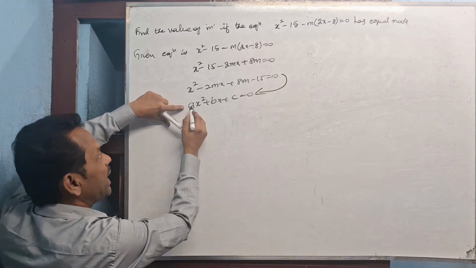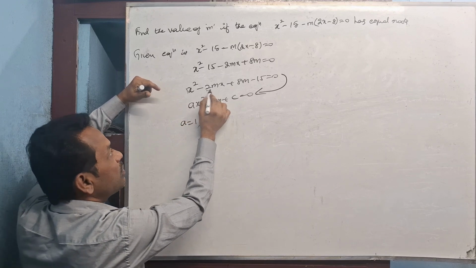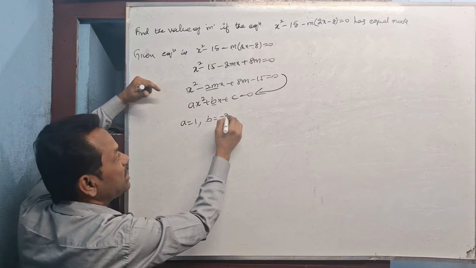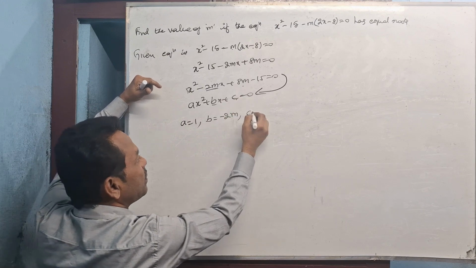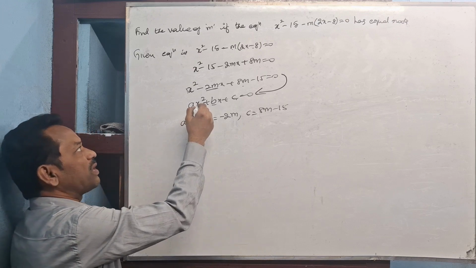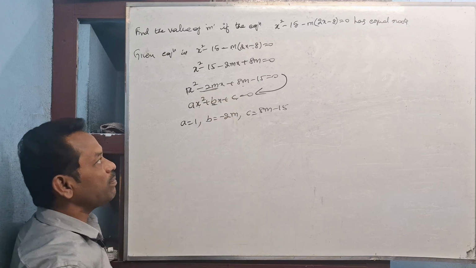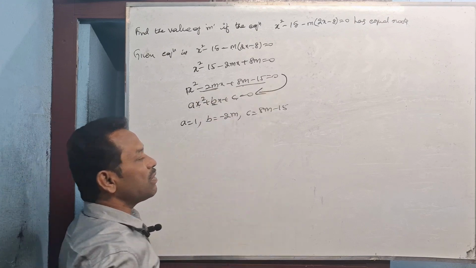Look at this, bacho. A equal to 1 here, nothing is written, so it is 1. So the value of a is 1. Here the value of b is minus 2m. The value of c is 8m minus 15. Okay, repeat. The value of a is here 1. The value of b is minus 2m. The value of c is 8m minus 15.